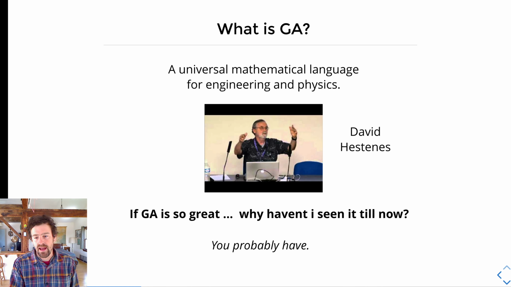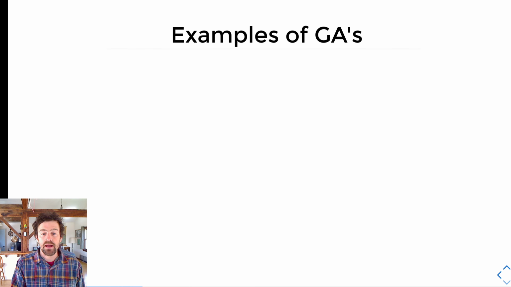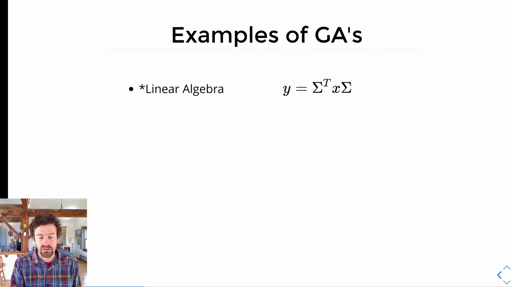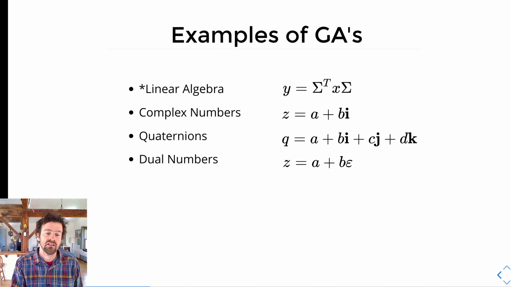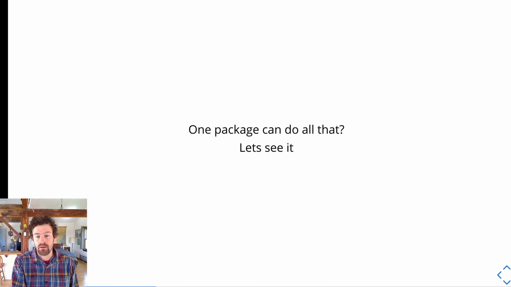And the answer is that you probably have. You probably know a good amount of geometric algebra. Here are some examples of geometric algebras that most engineers or data scientists are familiar with. The first one is obviously linear algebra, then complex numbers, quaternions, dual numbers, vector algebras, and Pauli-Dirac algebras. Those get more specific as you go down the list, but they are all specific aspects or implementations of geometric algebras. So it's been rediscovered many times in different scenarios.